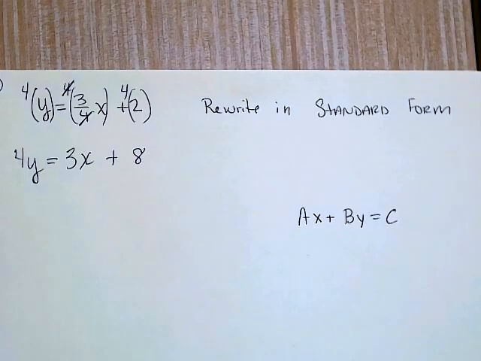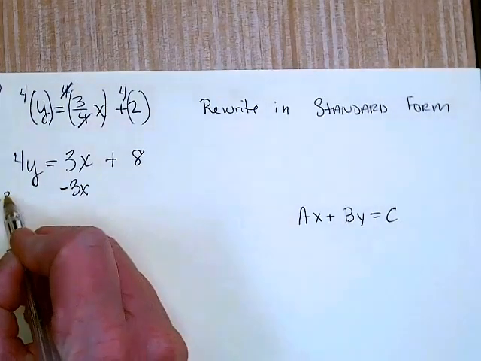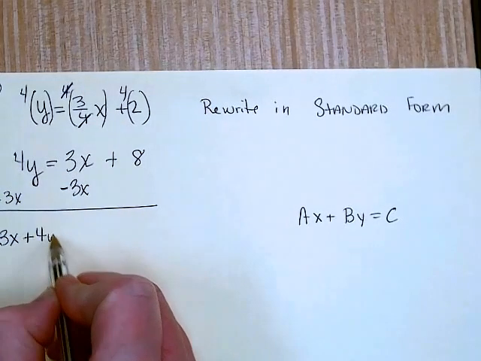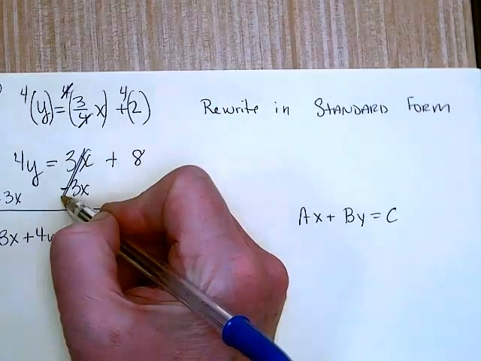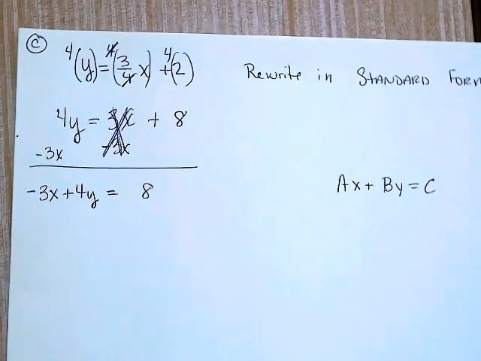Now I just need to get it in the right order. So I need to move it over. I want the x moved over here, so I'm going to subtract 3x from each side. And it's going to say negative 3x plus 4y equals 8. That canceled out. You really didn't combine anything there. One had an x, one had a y.